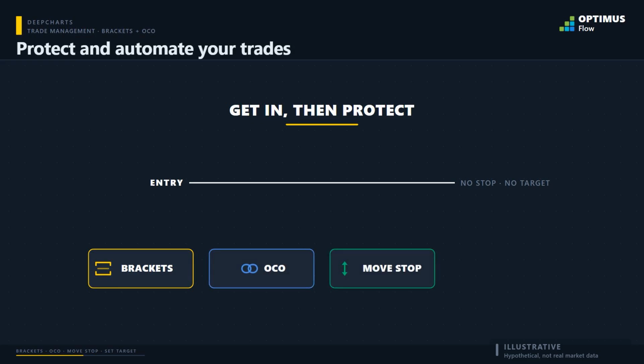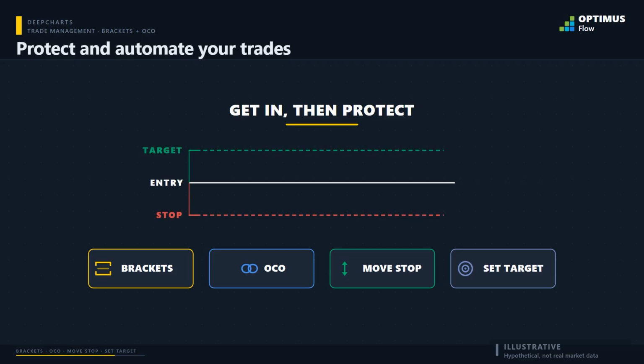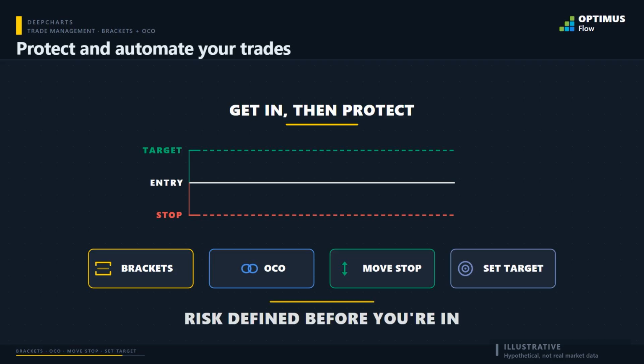We're going to go through how to protect and automate your trades in DeepCharts using brackets, OCO orders, moving your stop, and setting a target. And the best part is DeepCharts can attach all of it automatically the moment you enter. So your risk is defined before you're even in a trade.